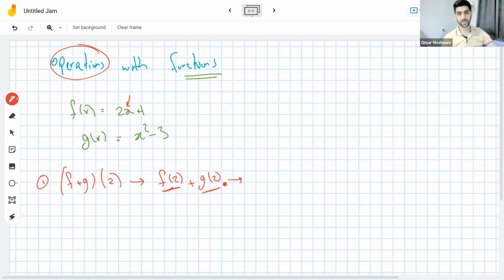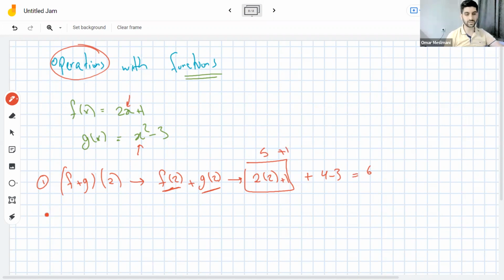So it's going to be 2 times 2 plus 1. That's the f of 2. Plus the g of 2, which is 2 squared, which is 4, minus 3. So at the end, I have a 5 plus 1. So the final answer is going to be 6.